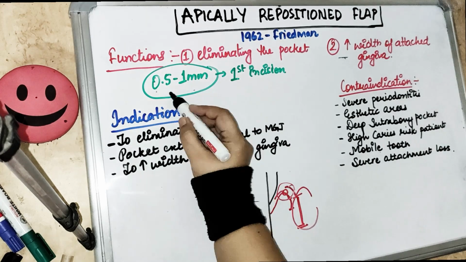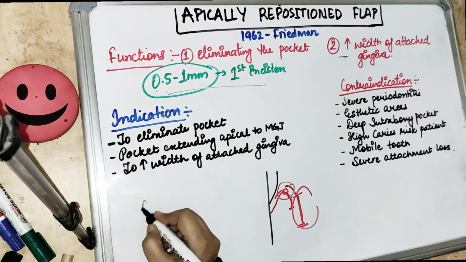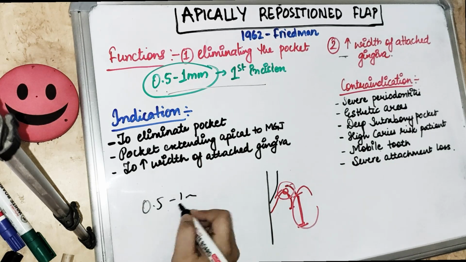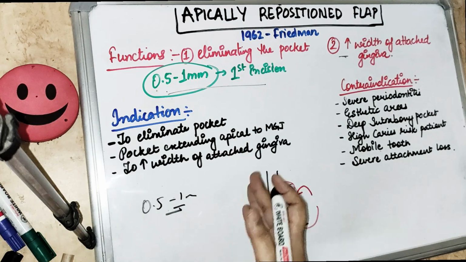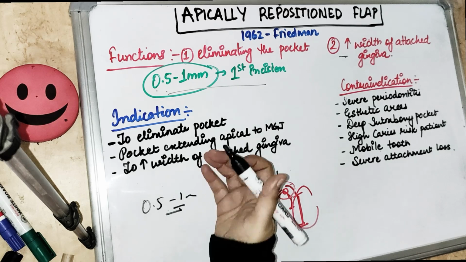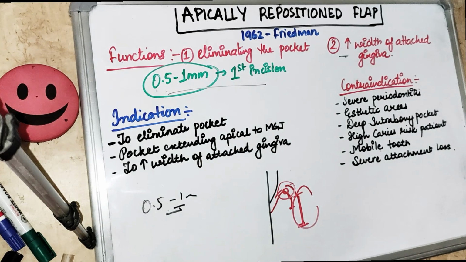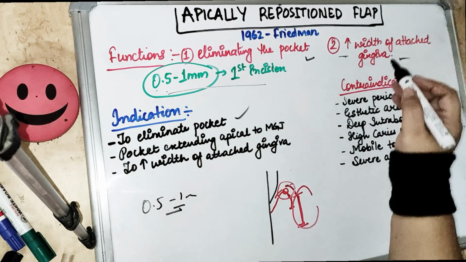So first of all, the first incision which was given for the apically repositioned flap, which we have covered, is 0.5 to 1 millimeter away from the tooth surface, and then we give the releasing incision, the vertical incision, then do the curettage, and the flap is placed back apically. So the flap is sutured apically. So when do we use this apically repositioned flap? We use it to remove the pocket. We use it to increase the width of the attached gingiva.